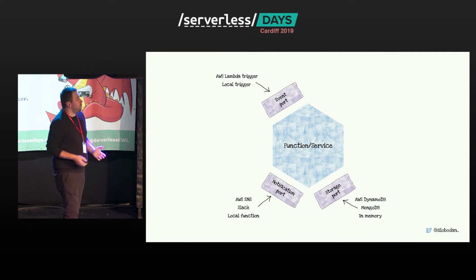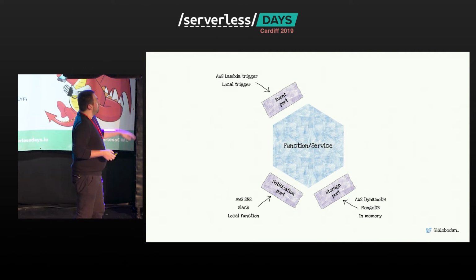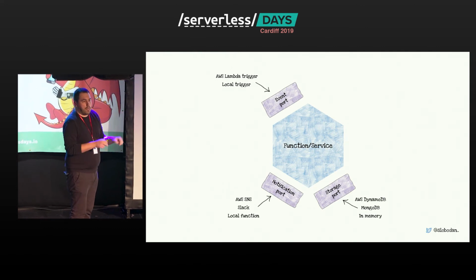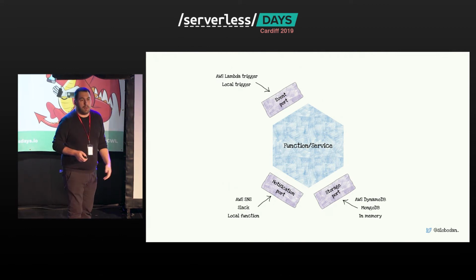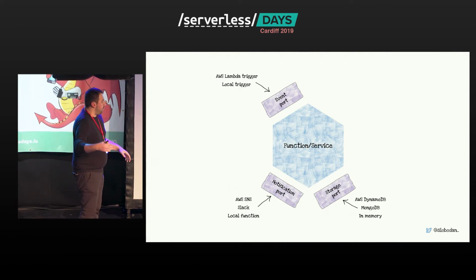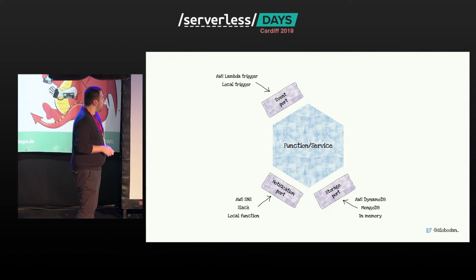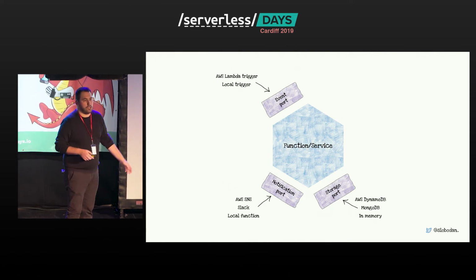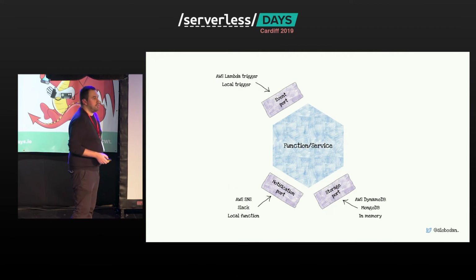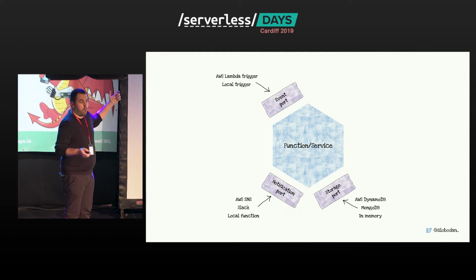If I want to run this function locally, I can simply do some kind of local trigger, maybe invoke that function from a Node.js console or something like that. I can save my data in in-memory database, which is kind of an adapter for that storage port. And I can trigger some local function that will just send a JavaScript event just to be able to test everything. But in production, I'll have another trigger adapter for API gateway, for example.